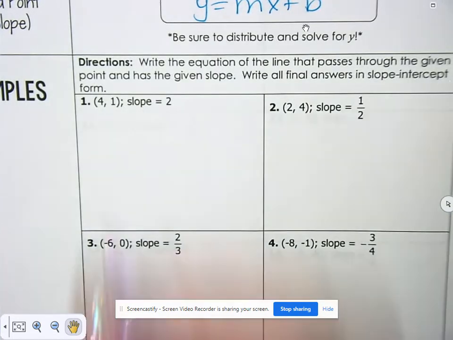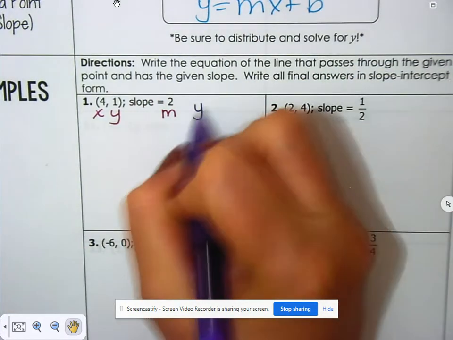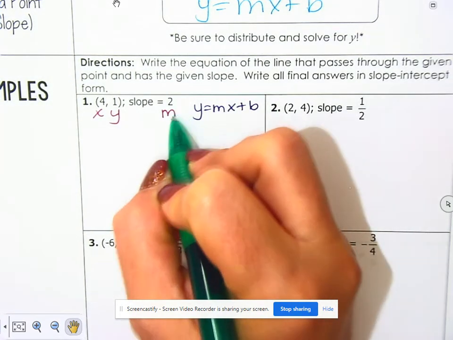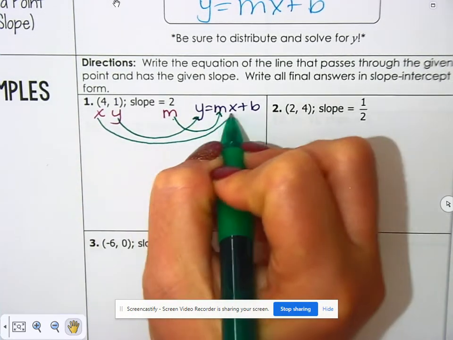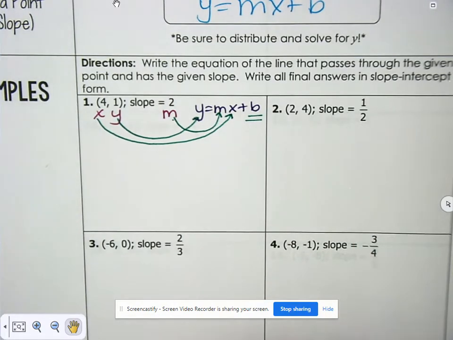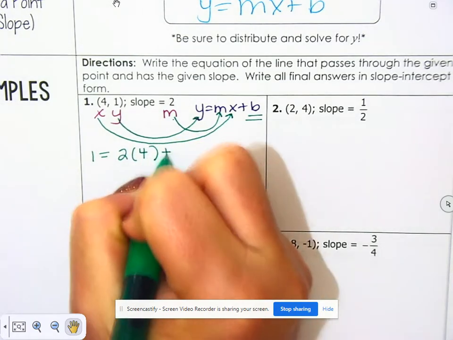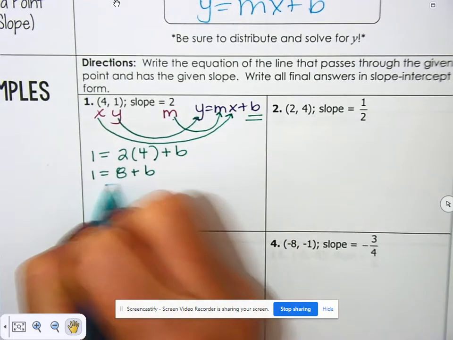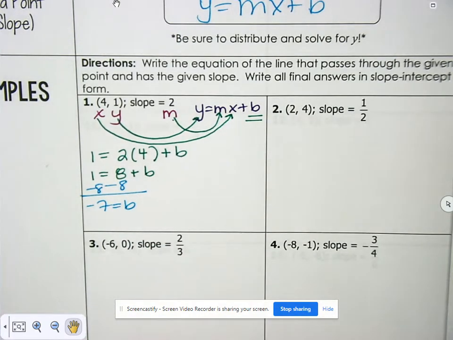Okay, so when we talked about this in class, every ordered pair has both an x and a y, and our slope is our m. So if I'm using our formula y equals mx plus b, I'm simply going to plug in what I see. In other words, this m value is going to go here, this y value is going to go here, and this x value is going to go here, leaving me with an unknown b. So it looks like this. Y is 1, m is 2, parentheses, times 4 plus b. And now we're going to simplify. 2 times 4 is 8. One-step equation. So -7 is our b.